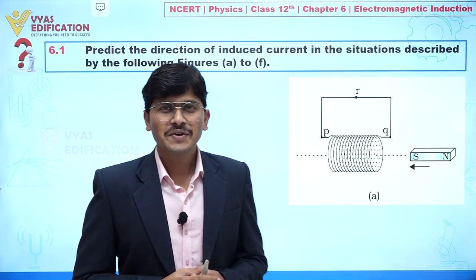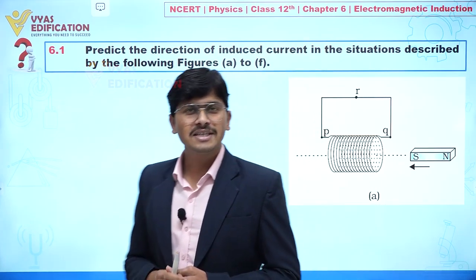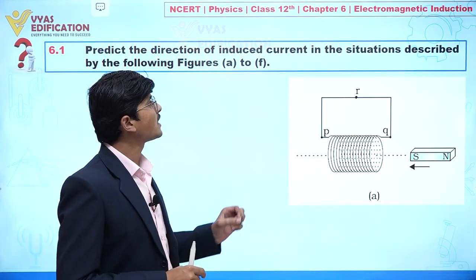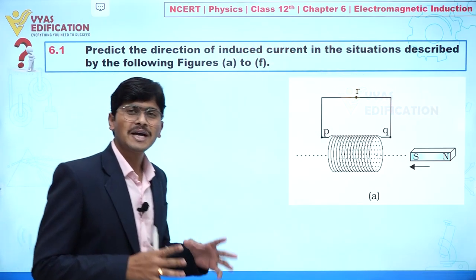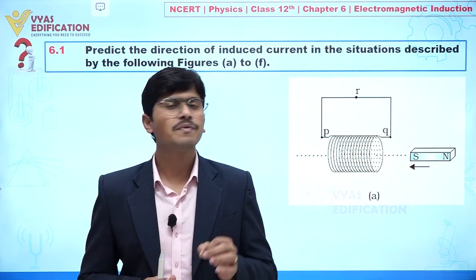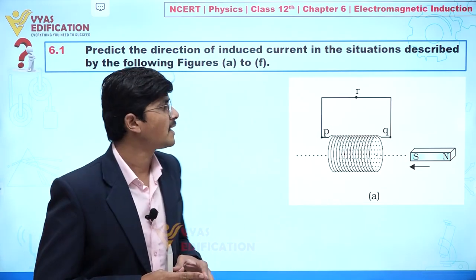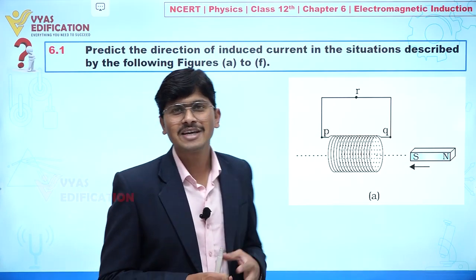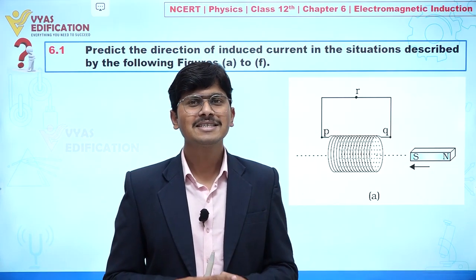Now dear student, we are going to discuss question number 6.1, and in this question it is given: predict the direction of induced current in the situation described by the following figure. Actually, in this question, from figure A to figure F, a total of six figures are given, and we have to find the exact direction of induced current in each case. First of all, let us try to understand the concept behind this question.